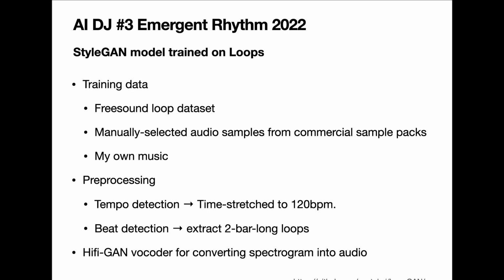And I initially used MelGAN vocoder, and I switched to HiFi-GAN vocoder for converting spectrograms into audio. So this code is available on my GitHub. If you are interested, you can take a look.